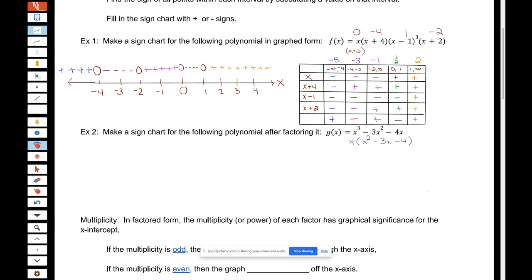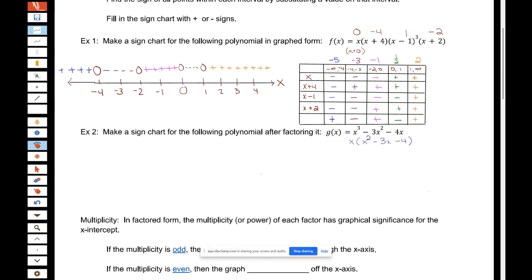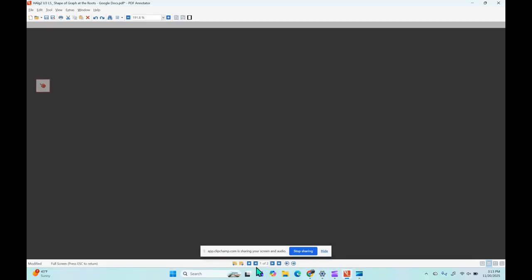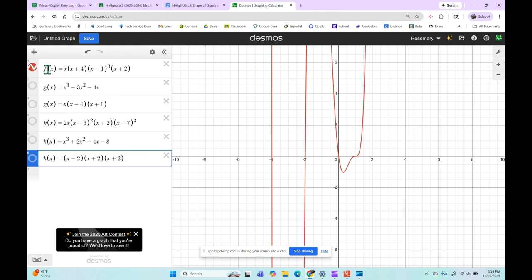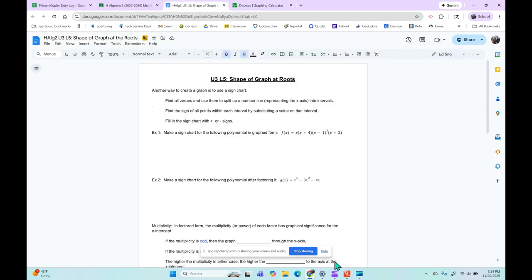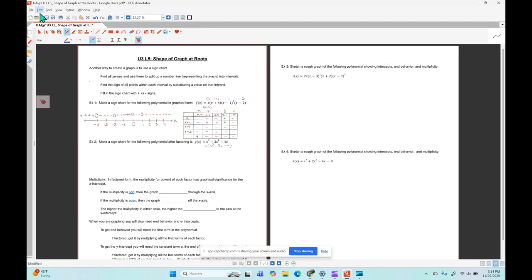Oh, wait a minute. I wanted to show you this previous one. I did graph it on Desmos, the one we just did. So I do want to show you the graph that it is up and then down and then up and then down and then up. Let's look at our graph on Desmos. Here it is. It's above, then it's below, then it's above, then it's below. So we're above, we're below, we're above, we're below, we're above. So those regions agree with what we got on our sign chart.